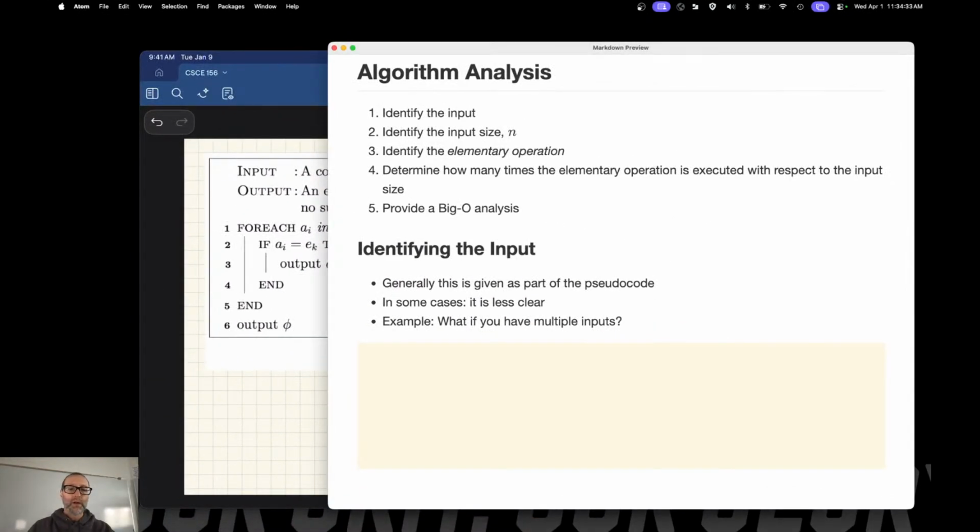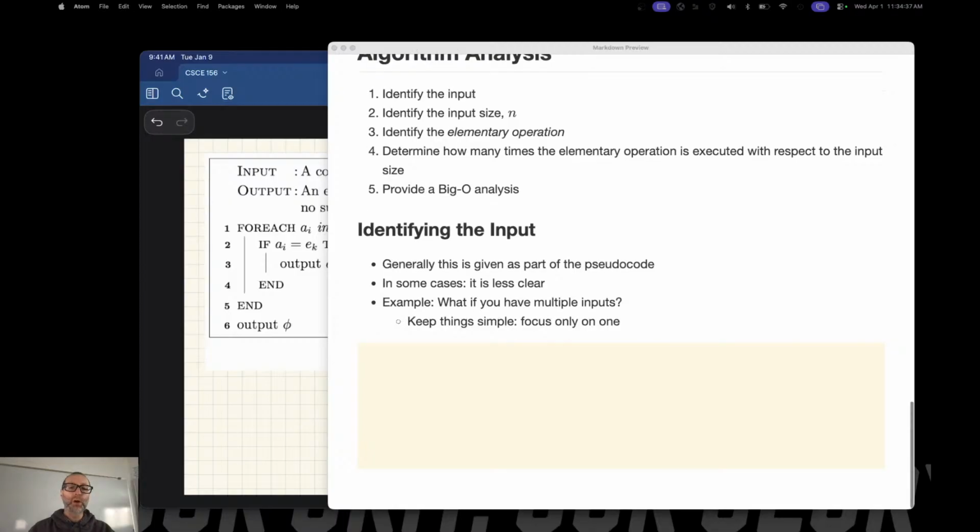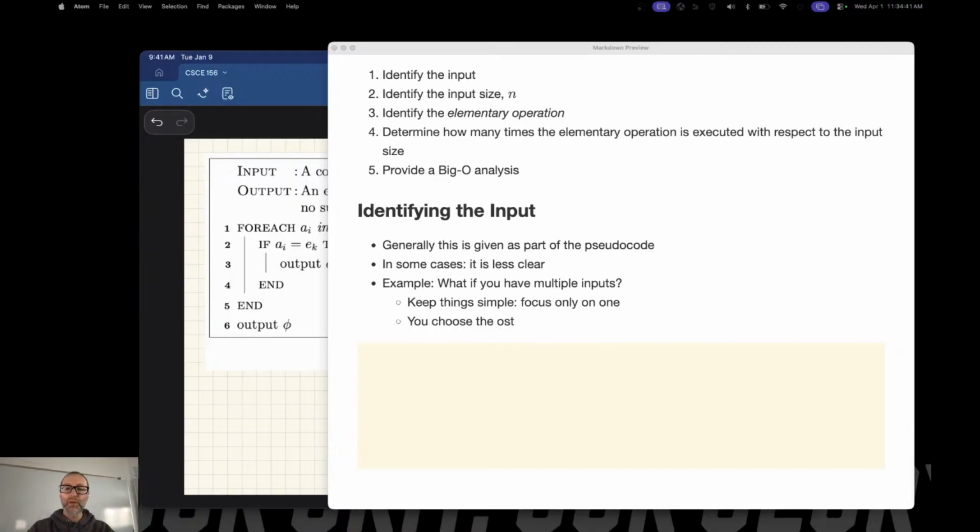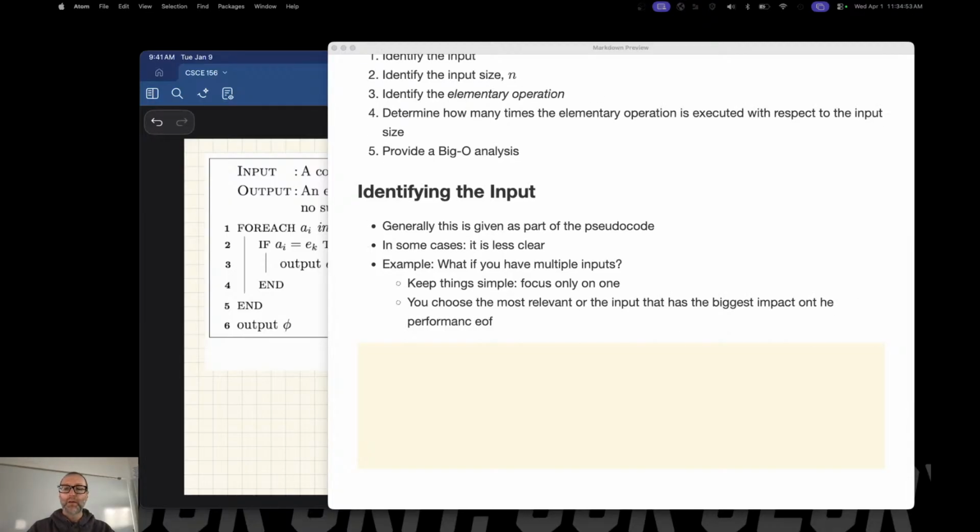Okay. So generally, you keep things simple. You only want to focus on one input. You choose the most relevant, or the input that has the biggest impact on the performance of the algorithm. Okay. Let me fix that.